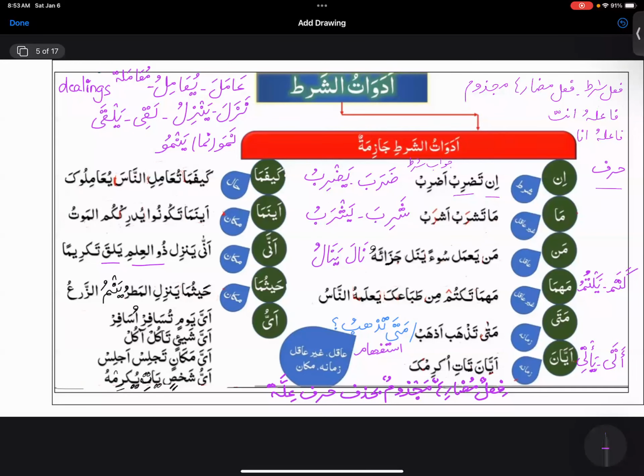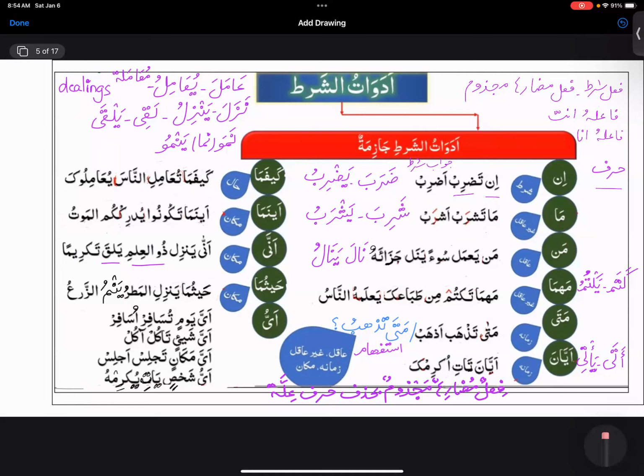Ma tashrab ashrab. So shariba yashrabu. What bab is it? No. How is shariba? It is sami'a yasma'u. Yes, this is sami'a. For daraba yadribu, the madi is going to be all fathas, right? Da, ra, and ba, all fatha. But this is shariba, so this is sami'a. We need to pay attention. So shariba yashrabu is bab sami'a. And now ma tashrab ashrab. What is the translation? Whatever you drink, I will drink.